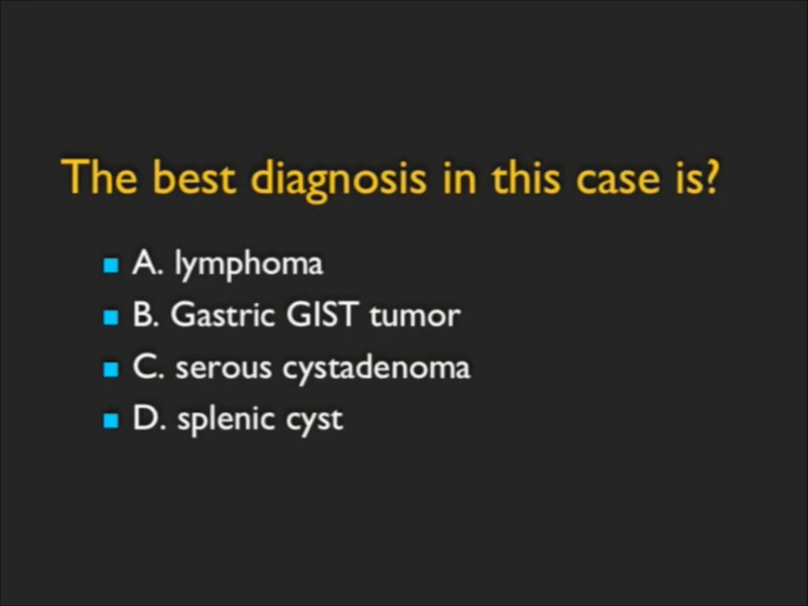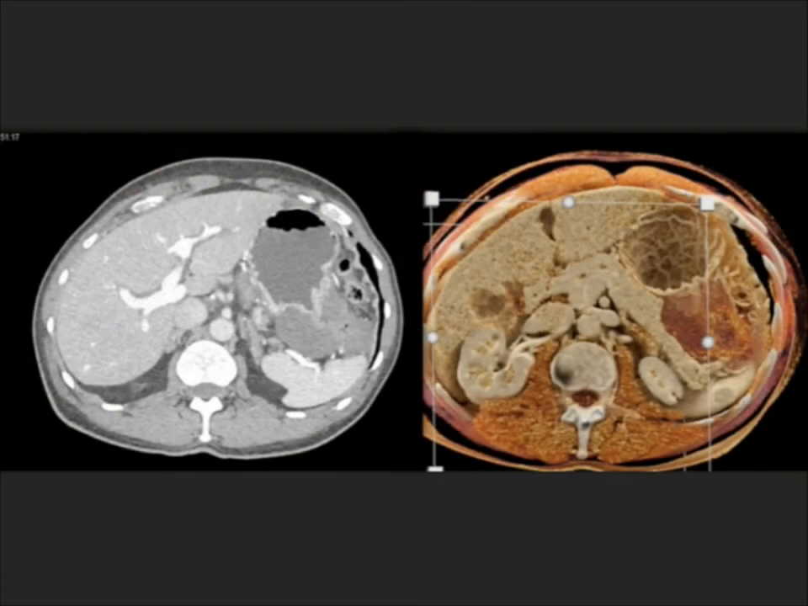This case very nicely shows you a mass arising off the stomach that's relatively low density. You can see it on the axials as well as on the cinematic. It does appear to be kind of cystic. You could say, well, maybe it's pancreas, maybe it's spleen, maybe it's colon, but you realize it's really coming off the stomach, nicely shown on both. It's exophytic. And that's the classic appearance for a GIST tumor.